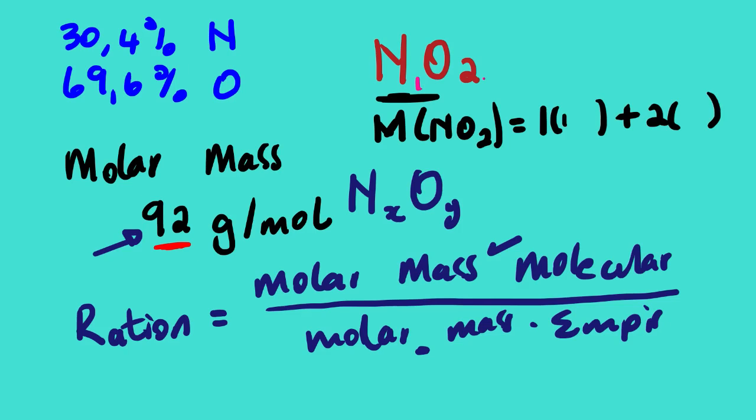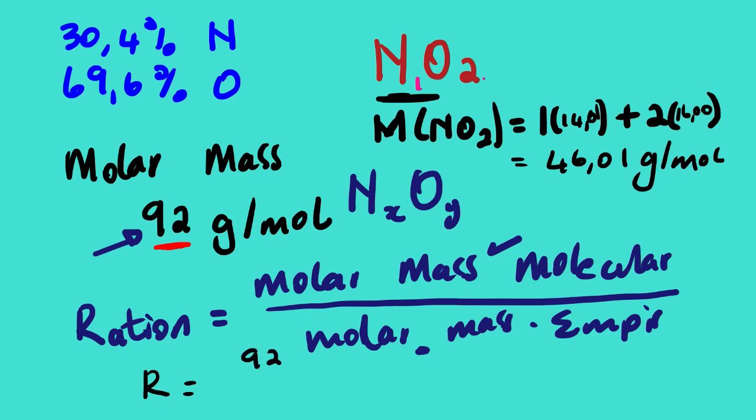Nitrogen from the periodic table is 14.01, and then oxygen is 16.00, which gives us 46.01 grams per mole. So in this case, we are going to take the ratio of the two.